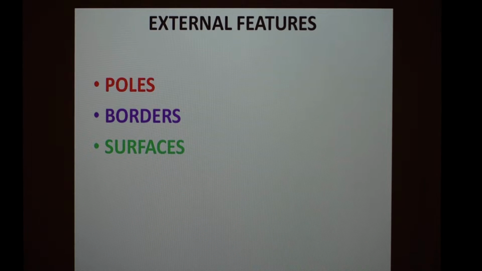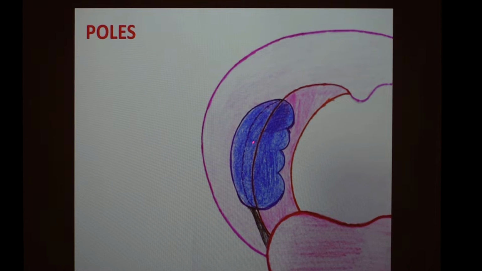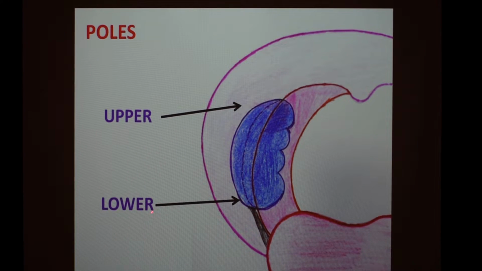Coming to the external features, we can describe it in the form of poles, borders and surfaces. So beginning with the poles, as you can see in this diagram, how many poles are there? This will be the one pole and this will be the second pole. So it has an upper pole which is near the apex and the lower pole which is towards the base. The upper pole is separated from the apex by a semilunar fold here, and that space between the upper pole and the apex of the tonsillar fossa is called the supratonsillar fossa.